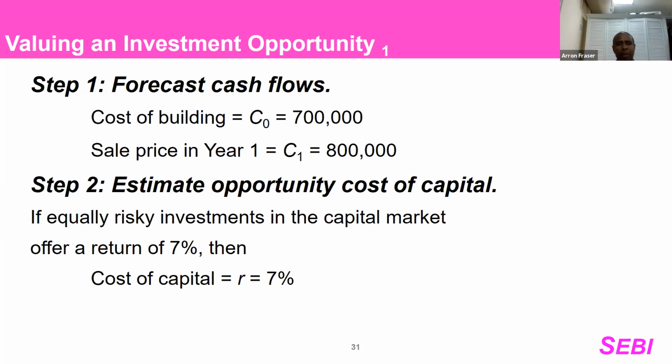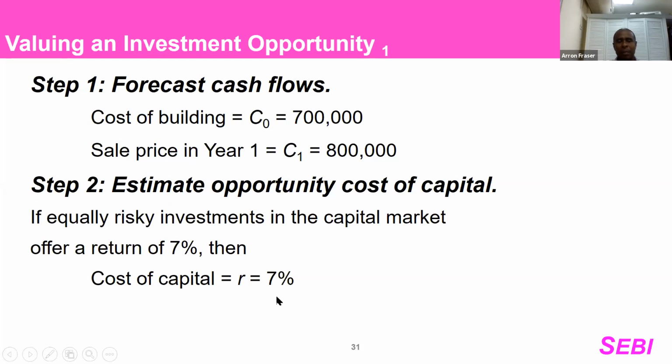And typically you look to the capital market to get that opportunity cost of capital, because instead of buying the building, you could have invested the same 700,000 on the stock market and could have gotten a 7% return.